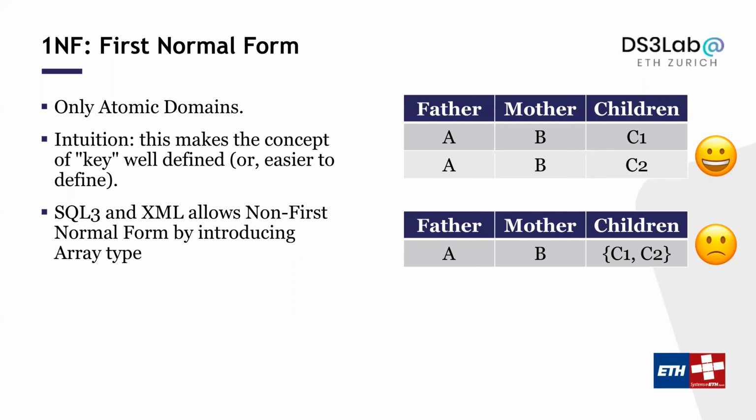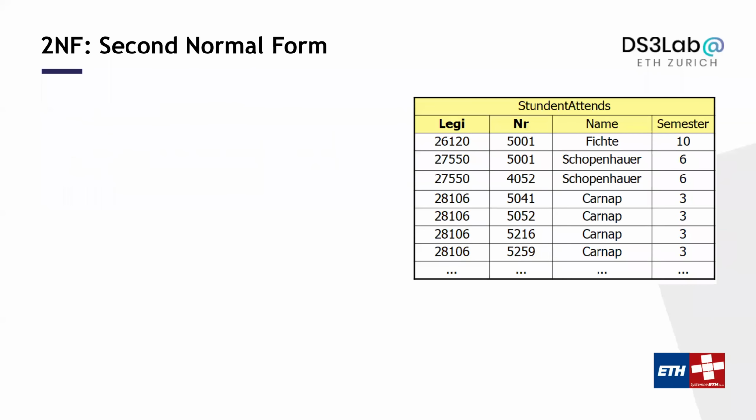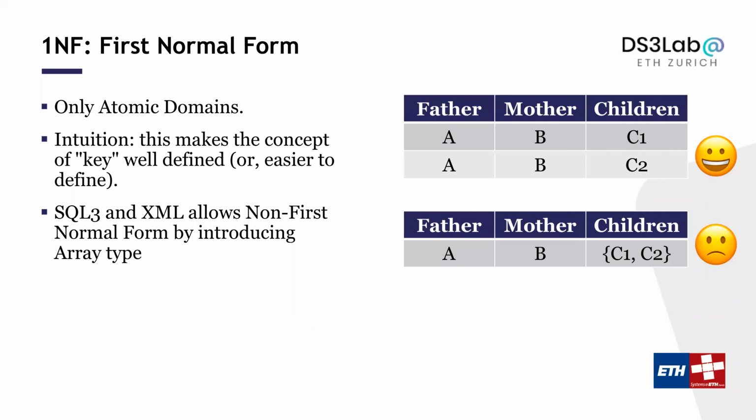In SQL 3, and if you are doing XML, they often allow you to have non-first normal form designs. For example, you can have sets and lists in those types of systems. But in this lecture, we always assume that our design is in first normal form, and then we are going to build up other types of normal forms over this.